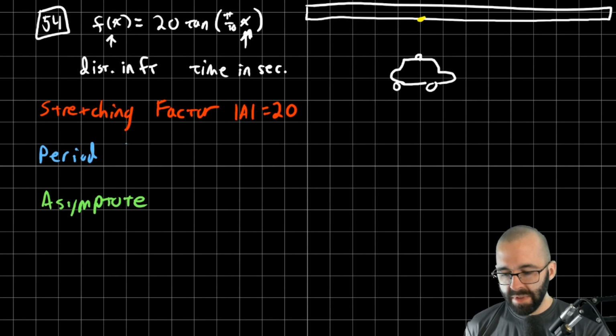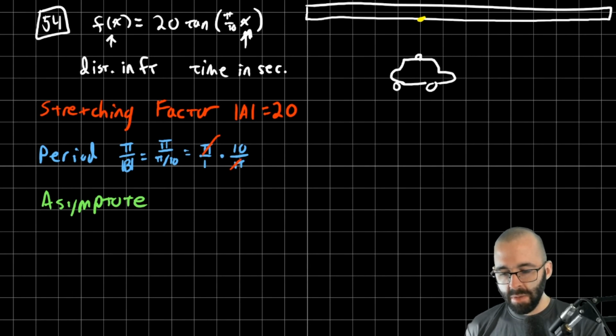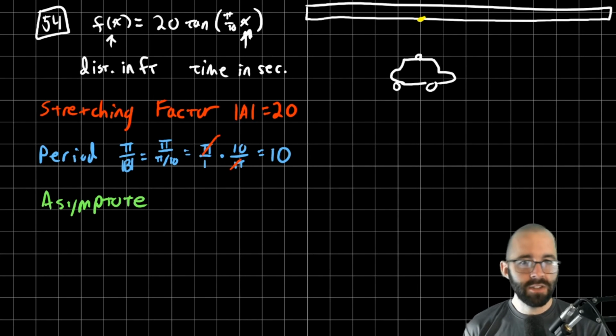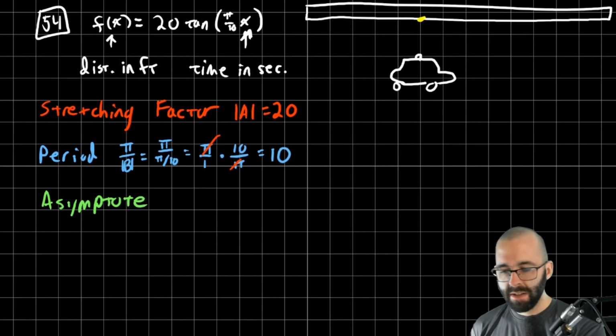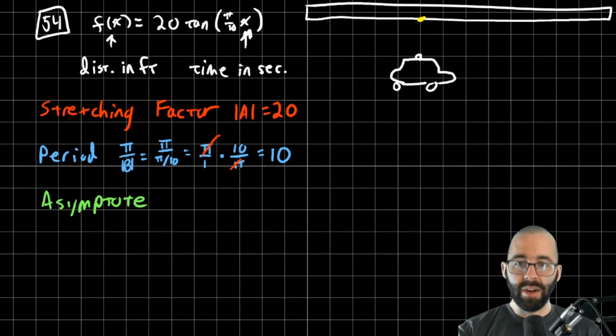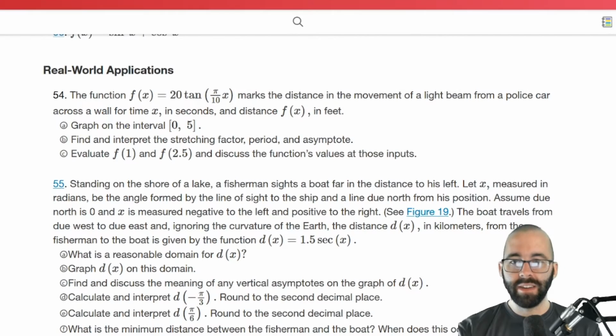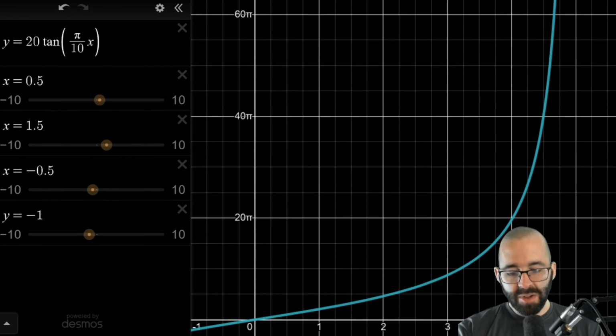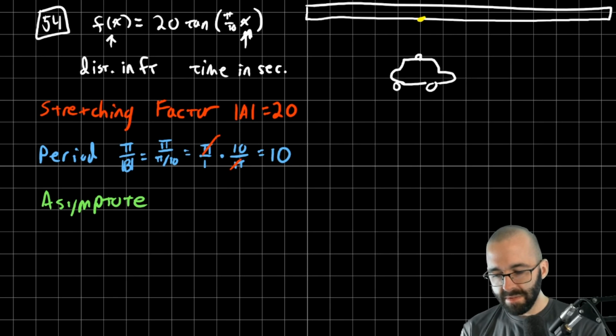The period is going to be pi divided by the absolute value of B, which is pi divided by pi over 10, just pi over 1 times the reciprocal, 10 over pi. Pi's cancel, the period is 10. Let's also wait to interpret that one as well. The asymptote, that was very clear from the graph. Well, it took a little bit, but it should have been very clear. The asymptote is at x equals 5. Okay.